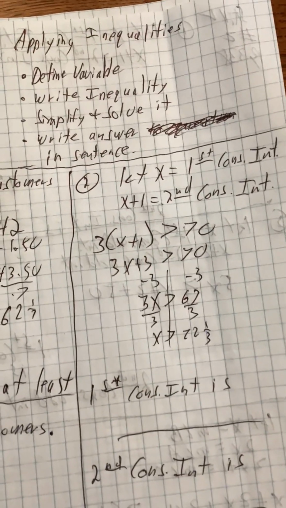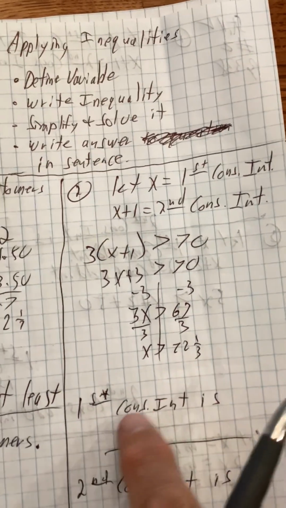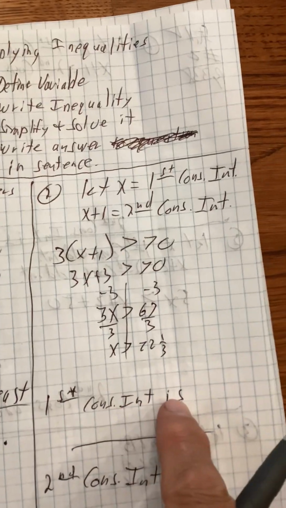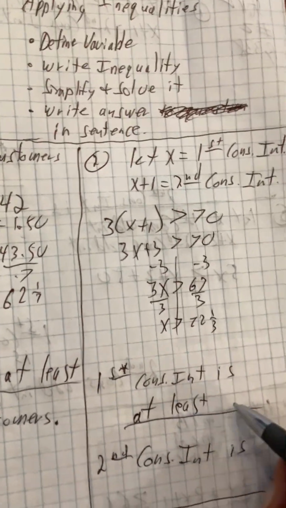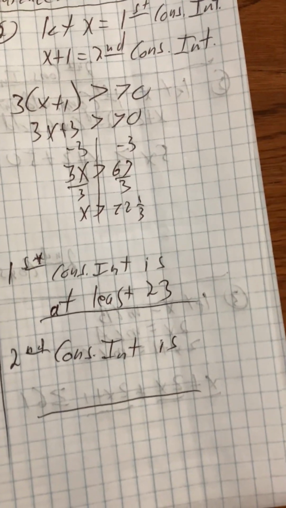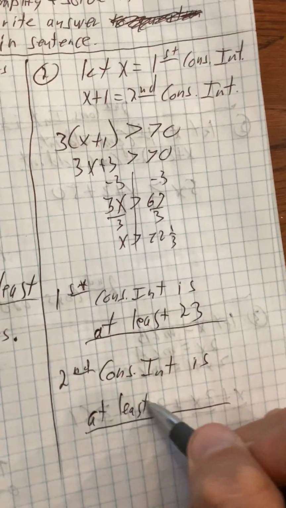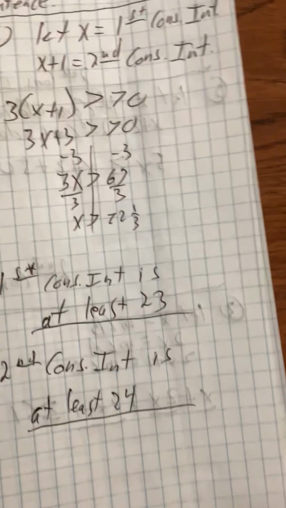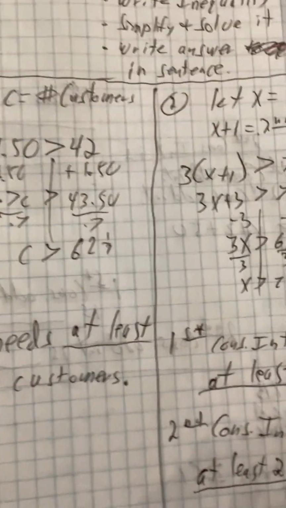So it's got to be greater than 22 and a third. So the first consecutive integer is at least 23. And the second consecutive integer is at least 24. Period. Groovy?